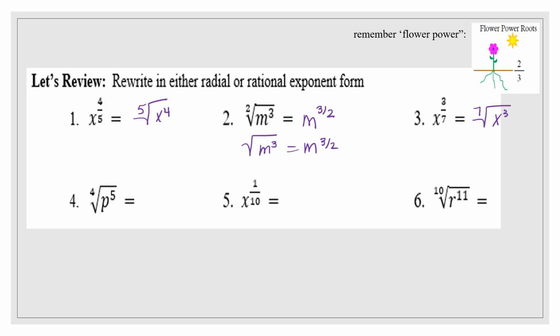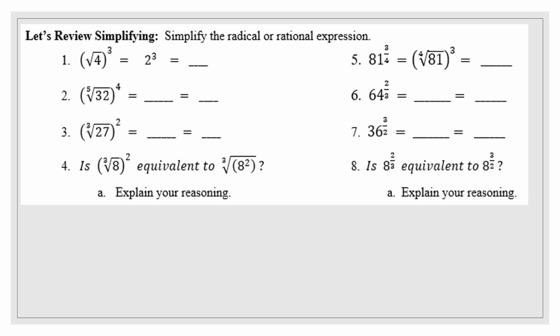The fourth root of p to the 5th would be p to the 5/4 power. X to the 1/10 power would be the 10th root of x. You can put the little baby one there if you want for that exponent. And our last example, the 10th root of r to the 11th would be r to the 11/10. Great job, good review.